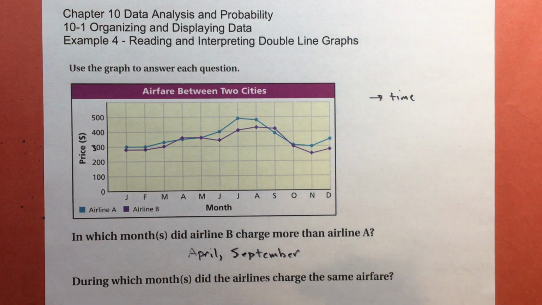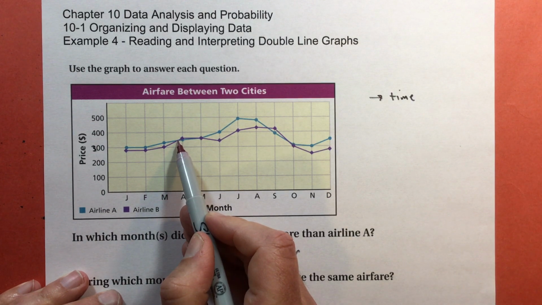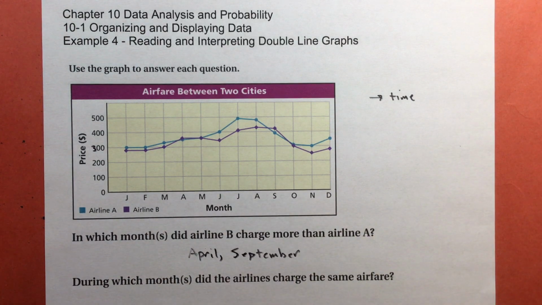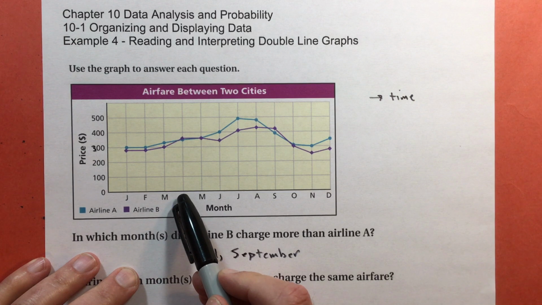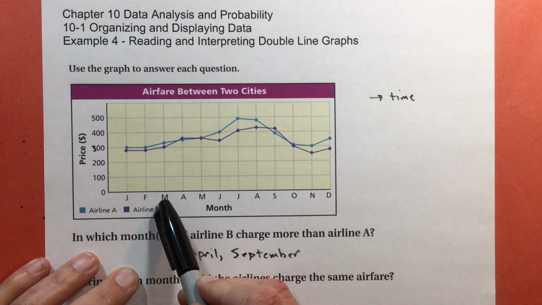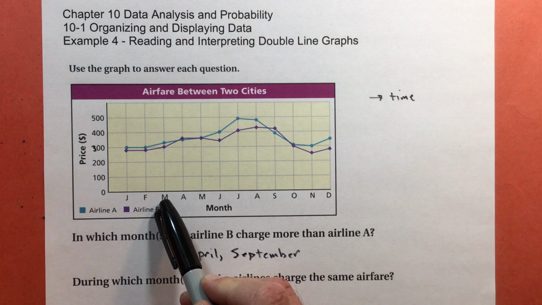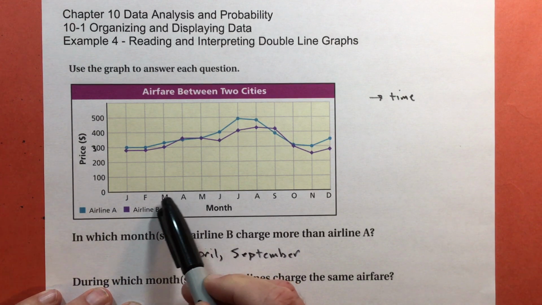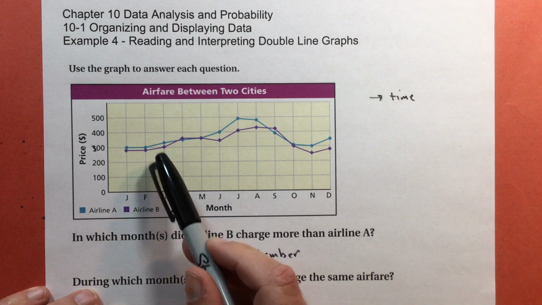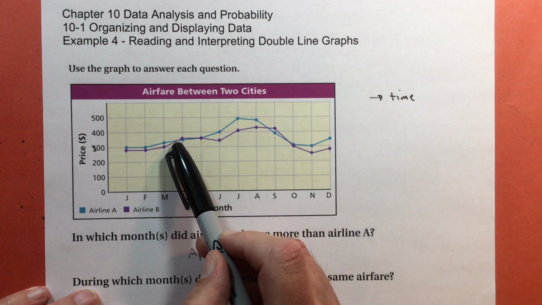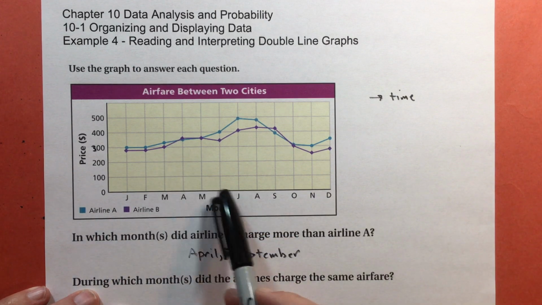Why do I mention that? Because right here, these two lines cross. But that does not mean that on some day between March and April the prices were the same. This just says March. It doesn't say March 1st or March 15th or whatever. It just says the average price in March is listed here. So I'm not going to use that one. I'm only going to look at where the lines are for the months.